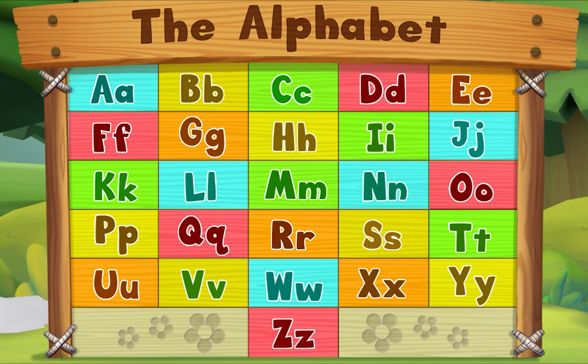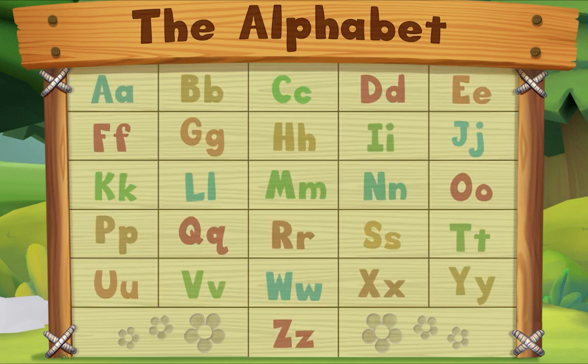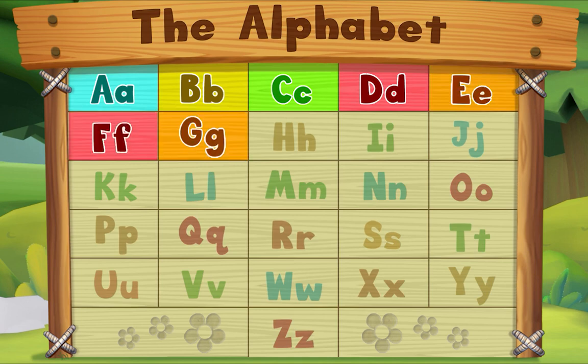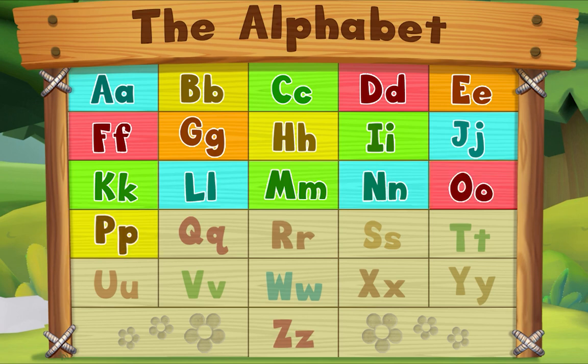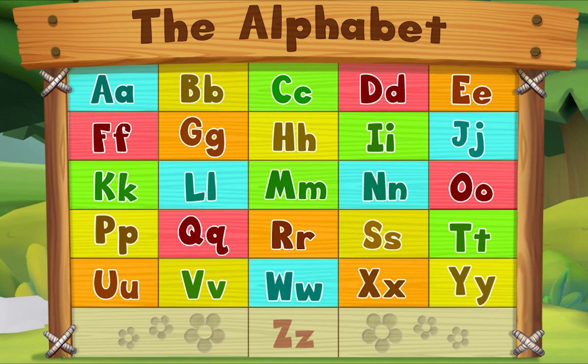Next time, won't you sing with me? Now this time, let's sing together. A, B, C, D, E, F, G, H, I, J, K, L, M, N, O, P, Q, R, S, T, U, V, W, X, Y, Z. Now I know my ABCs. Next time, won't you sing with me?